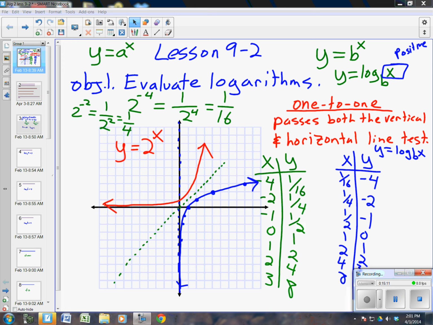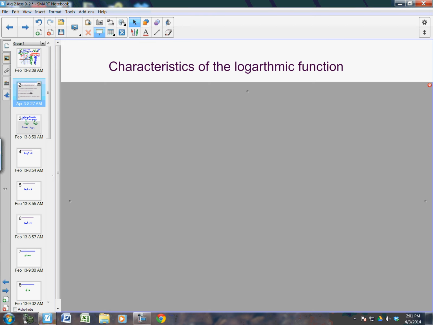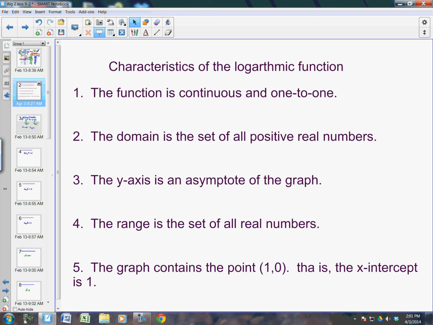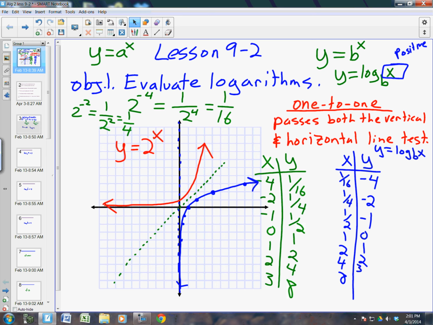So what we're going to do now is, let me just talk about this. Don't write these down. Let's just think about them. These are the characteristics of the logarithmic function. First of all, the function is continuous and it's one-to-one. What does it mean, continuous? There's no breaks. You can trace it without picking it up. What does it mean, one-to-one? Passes what two tests? Vertical and horizontal line tests.